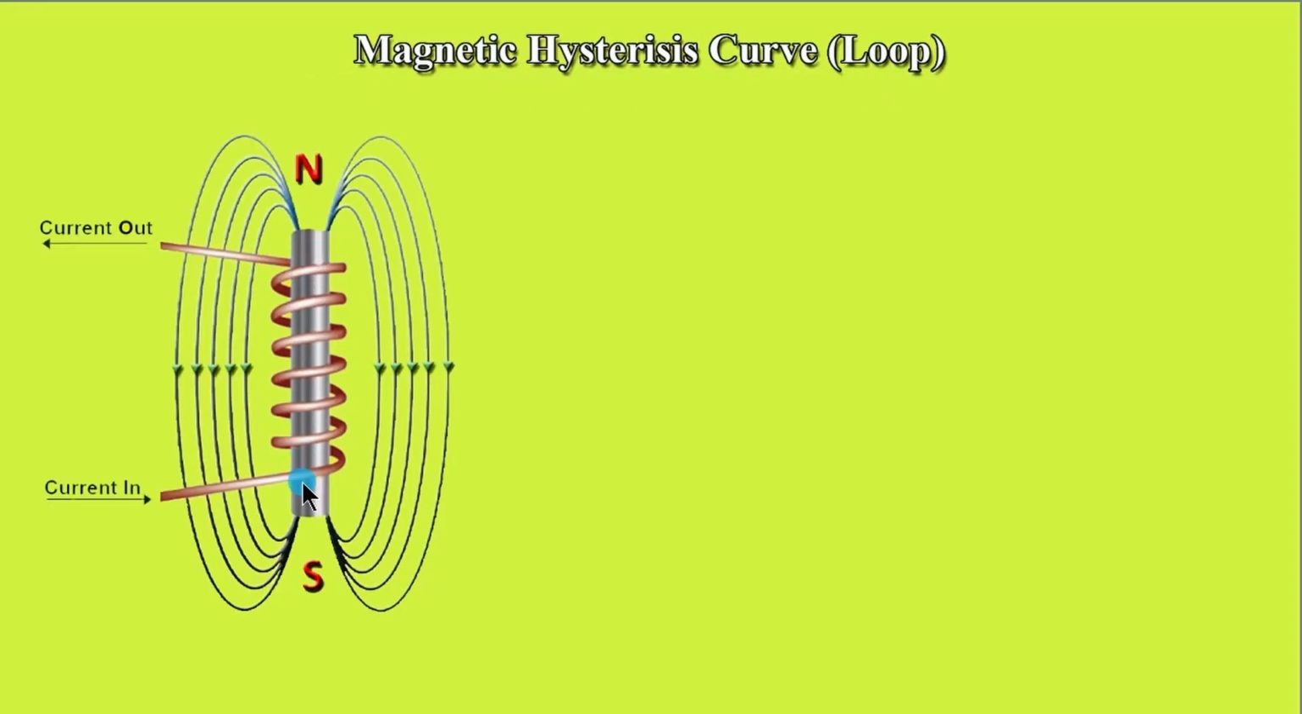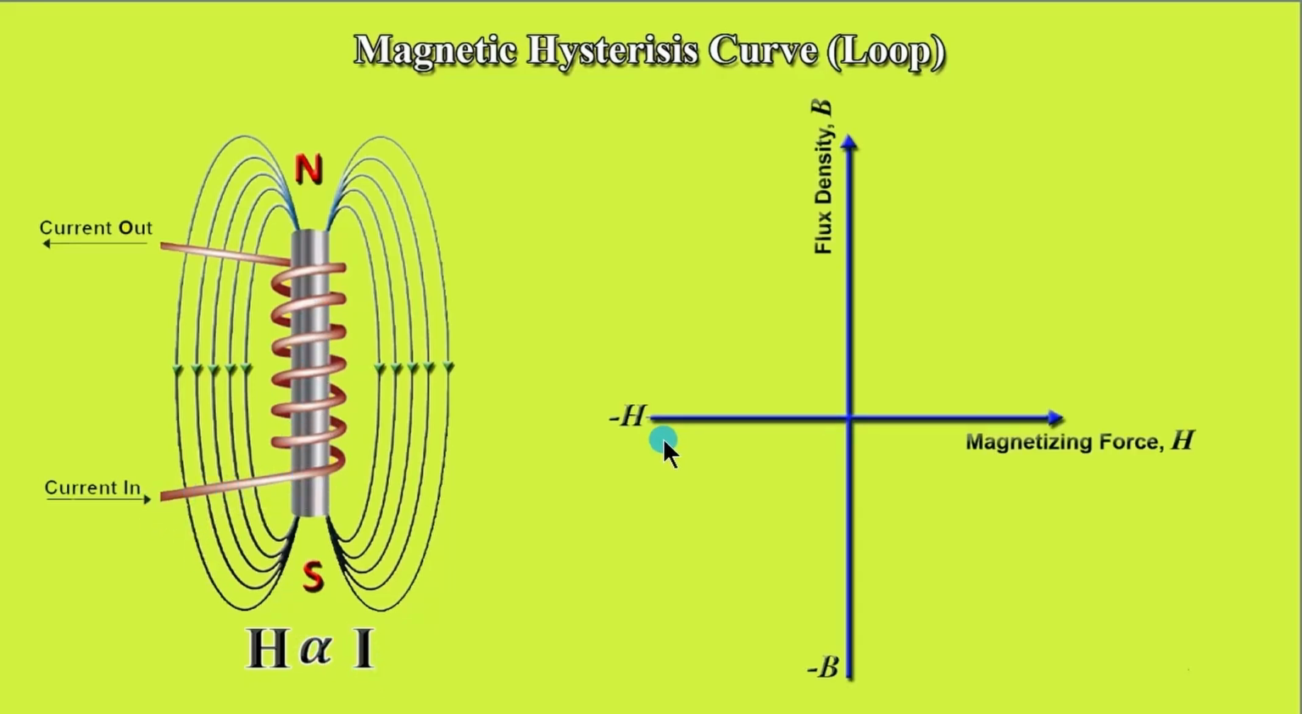Next, we will study what is magnetic hysteresis curve or loop. Consider a core which is not magnetized and this is placed inside a coil. When no current is passing through this coil, there will not be any magnetism in this core. But when we pass current through the coil, a magnetic field is produced. It magnetizes the iron bar. That magnetizing force H is proportional to the value of current we are passing through the coil.